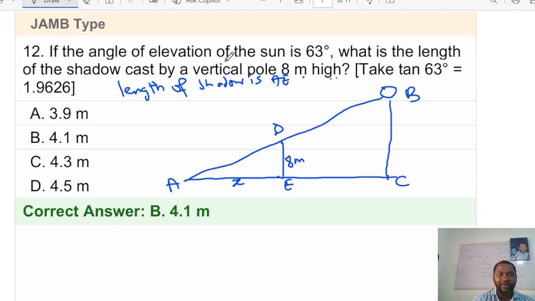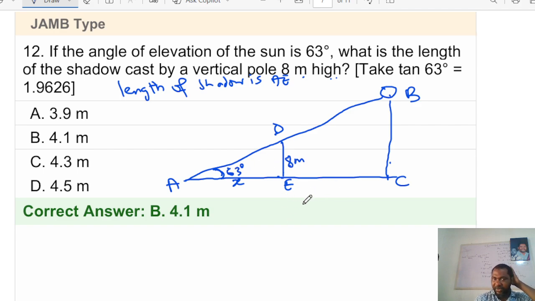It says that the angle of elevation of the sun is 63 degrees. So this is 63 degrees. That's the angle of elevation, right? What is the length of the shadow cast by a vertical pole 8 meters high? So this is exactly what we have. We are not given the height here, and we are just interested in the shadow. This already solves the problem because 8 is opposite, x is adjacent.